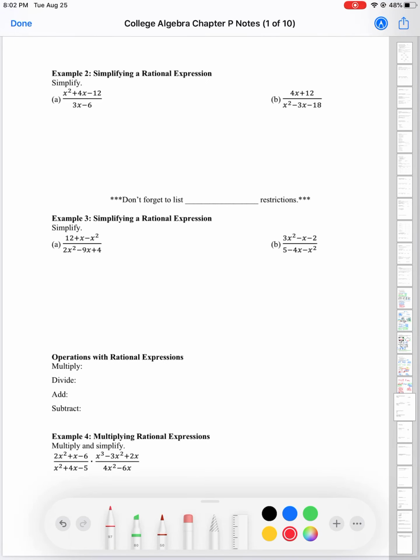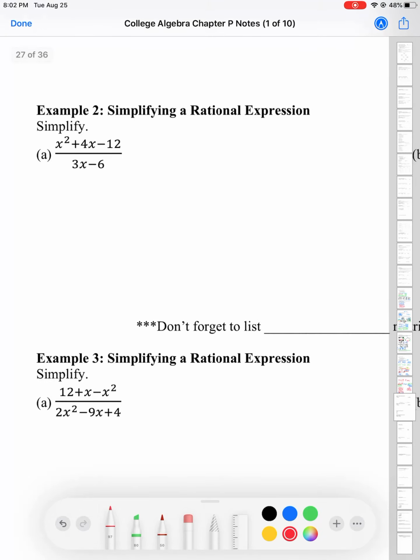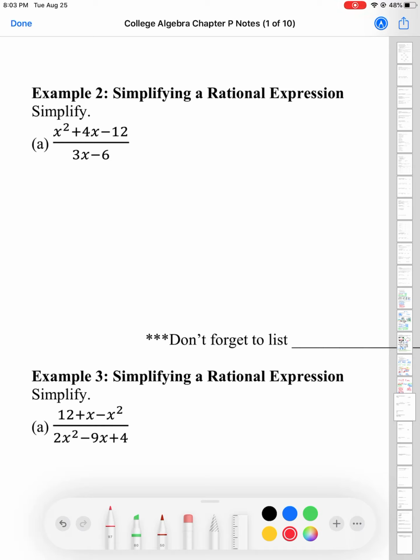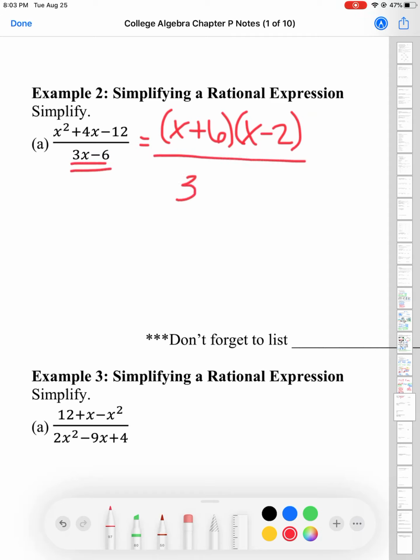So, simplifying a rational expression. First things first, we really need to factor the numerator and factor the denominator. If we factor the numerator, it's x method, so it's going to be 2 factors of -12 that add to 4. So it's x plus 6 times x minus 2. The bottom, we have a GCF of 3, so we have 3 times x minus 2.